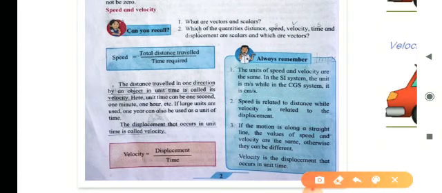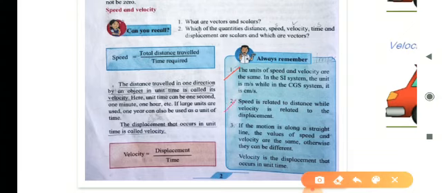Here is one more definition of velocity. The displacement that occurs in unit time is called as velocity. The formula to calculate velocity is velocity is equal to displacement upon time. Always remember the units of speed and velocity are the same. In the SI system, that is international system, the unit is meters per second, while in CGS system it is centimeters per second. CGS means centimeter, gram and seconds.